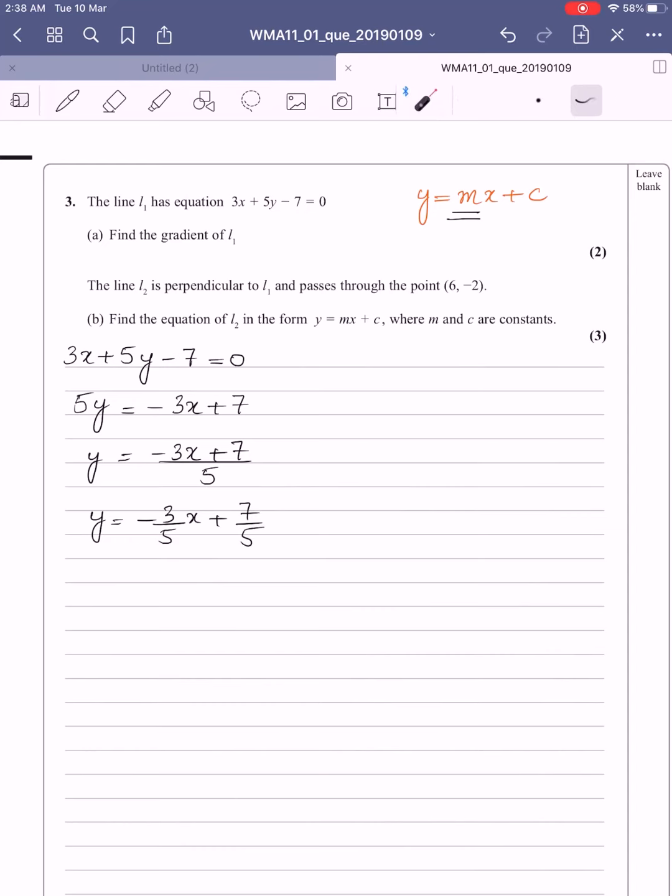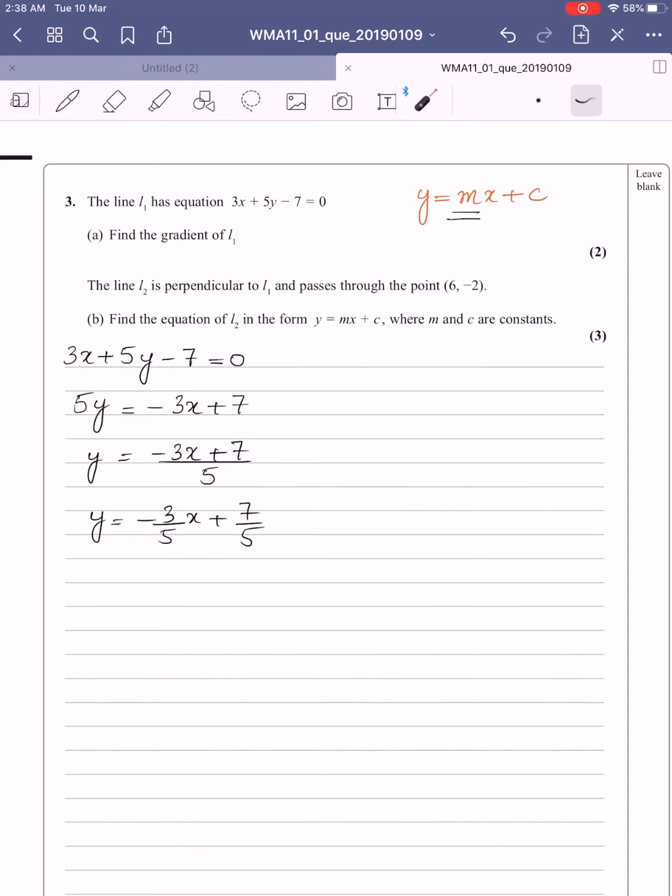Alright, now we move to the part B of the question. So the part B says we have another line L2, and L2 is perpendicular to L1. So L2 is perpendicular to L1 and L2 passes through the point 6, negative 2. Find the equation of L2. So we need to find the equation of L2.